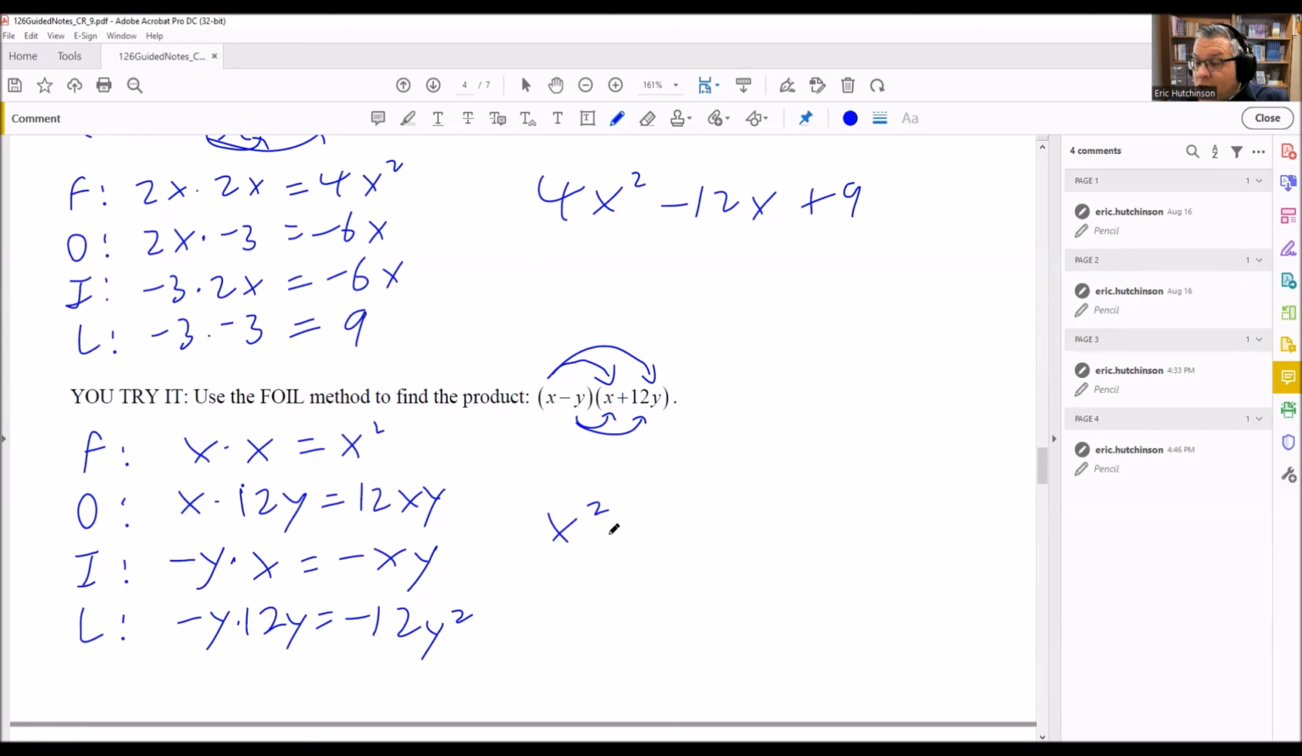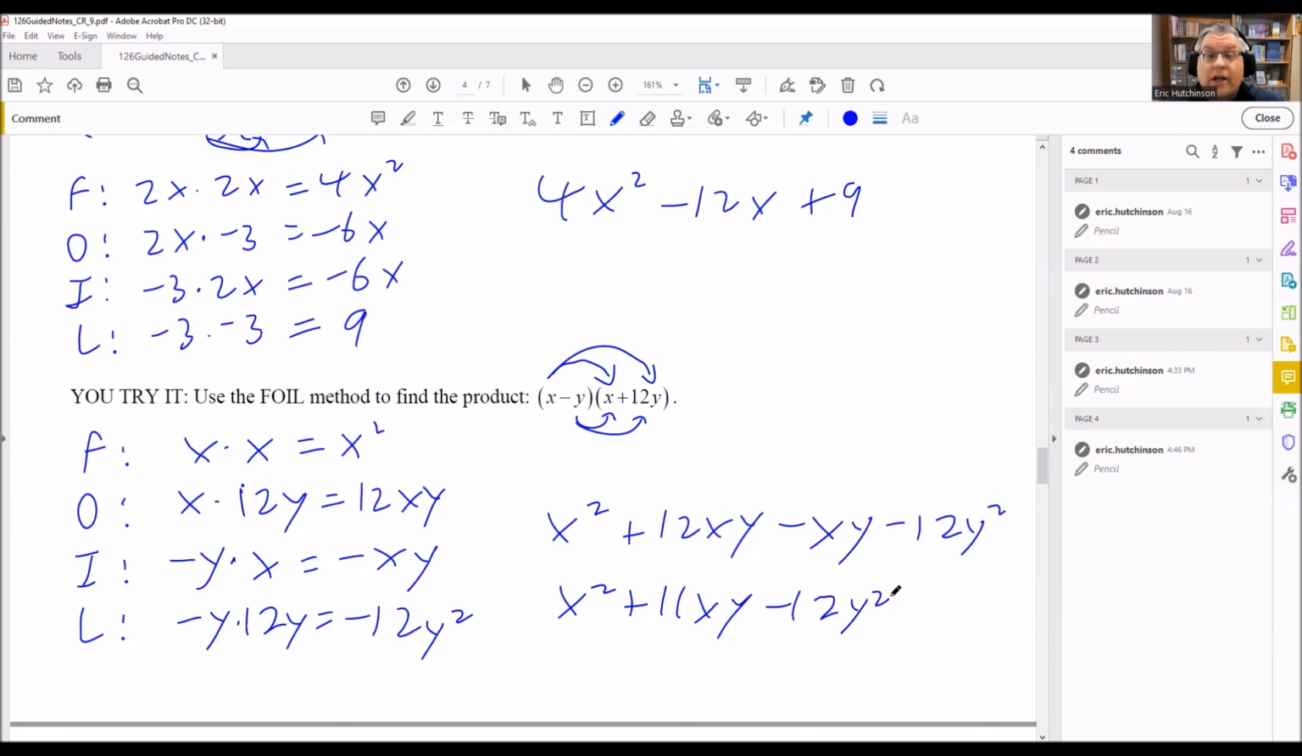Now we're just going to write this out. X squared plus 12xy minus xy minus 12y squared. So this example, I'll write them all out. Then we'll simplify here. It might be a little easier. These are the two like terms. 12, and then this is like a minus 1. So 12 minus 1 is 11. So x squared plus 11xy minus 12y squared, that would be your answer.